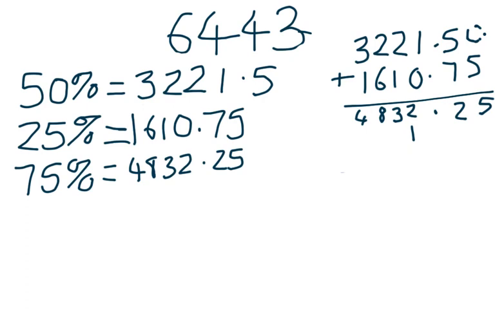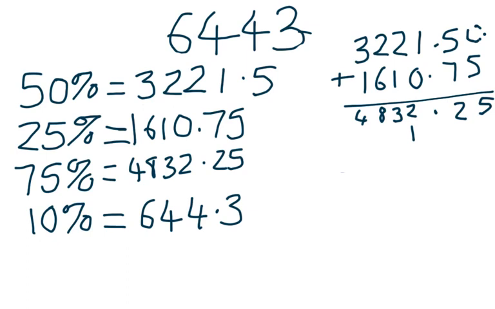Okay, now 10%. Divide this by 10. So all our digits are going to move one place to the right. So our answer is going to be 644.3. And for 1%, we divide by 100, so we move all of these 2 places. So our answer will be 64.43. Okay.